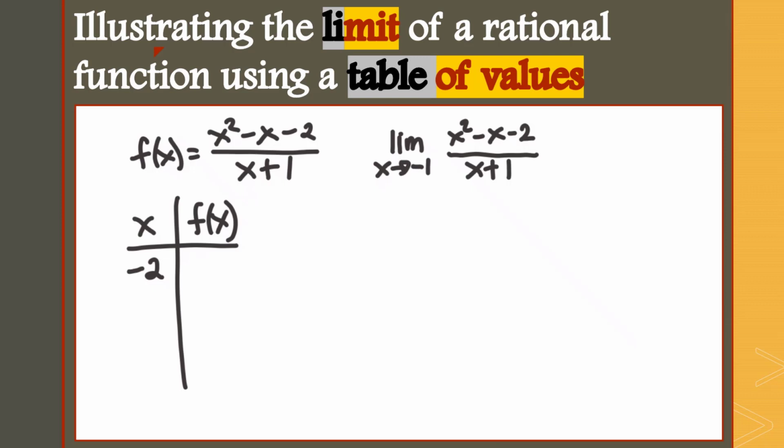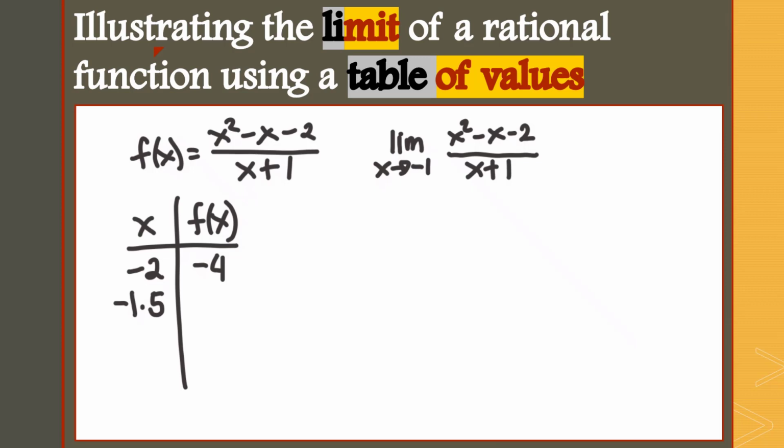By the way, you can use calculators here if you would like to. Our numerator is positive 4, but our denominator is negative 2 plus 1, which is negative 1. We'll have here negative 4. Again, you may use calculators if you would like to. Next, let's have here negative 1.5.